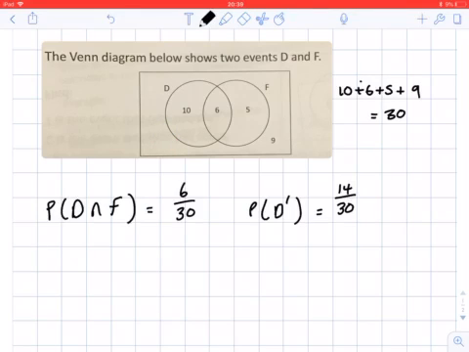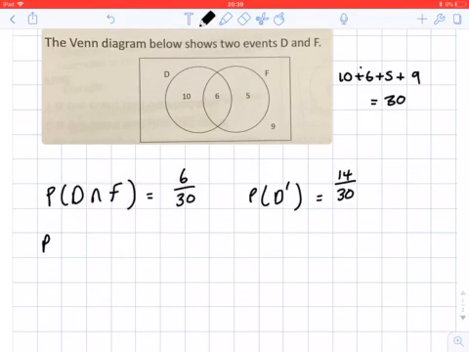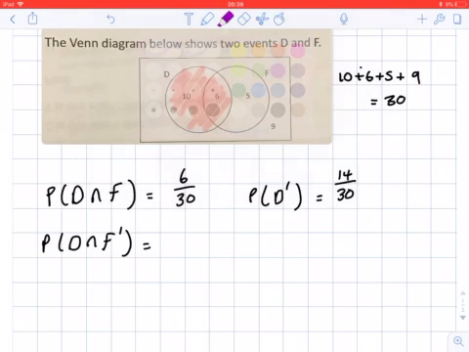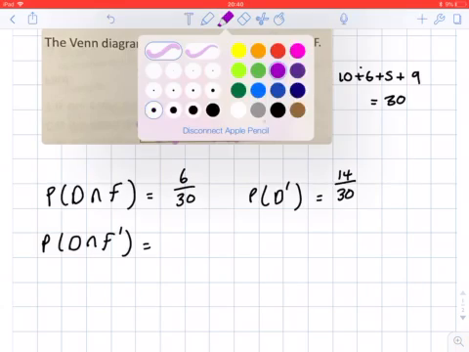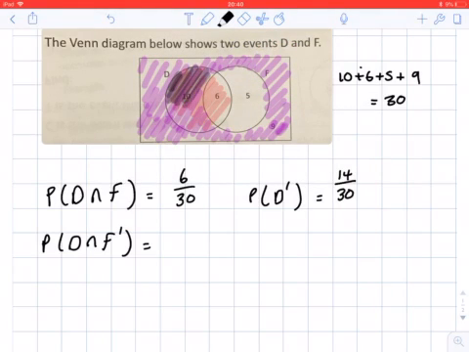Okay, so the next thing we're going to look at is the probability of D and F'. So it's everything to do with D and everything to do with not F. Now, if you remember, everything to do with D is everything within the circle D. Everything to do with not F is everything outside of F. Because this is an intersection, we're looking for where those two shaded colours intersect, and it's within that, what we'd call that crescent moon shape there, where the 10 is. So D and F' is 10. So the probability of D and F' is 10 out of 30.